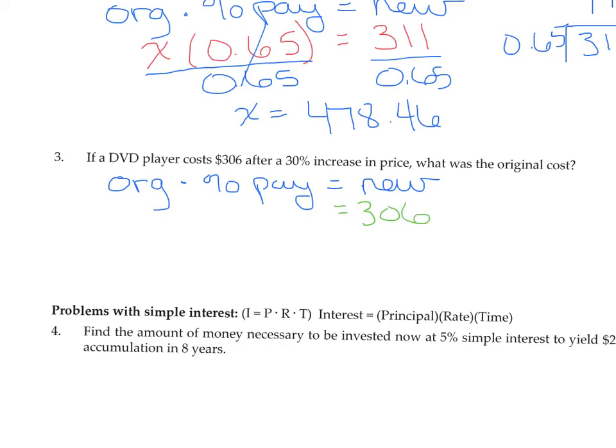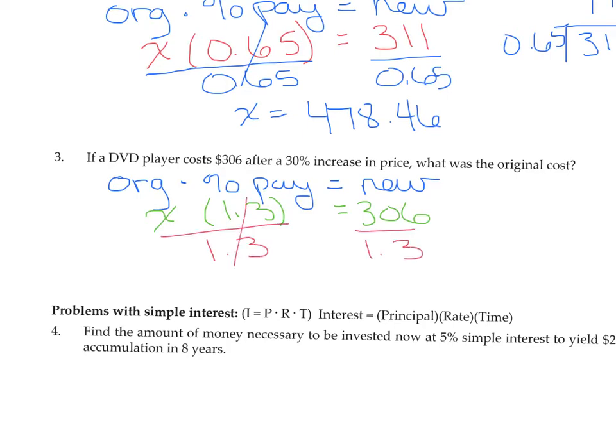Okay, this is an increase in price, not a discount. It's a 30% increase in price. So again, starting at 100%, if we increase it 30%, this time we're paying 130%, which in a decimal is 1.3. We don't know the original, so that's the variable. Again, to isolate this variable, we have to divide off the 1.3.